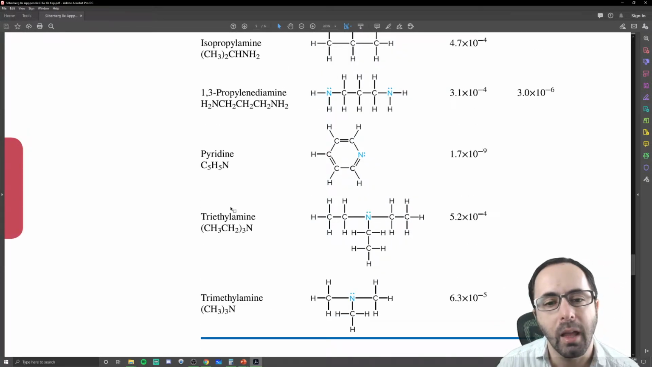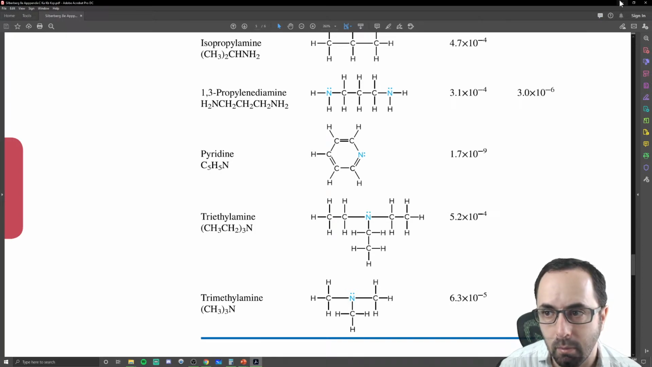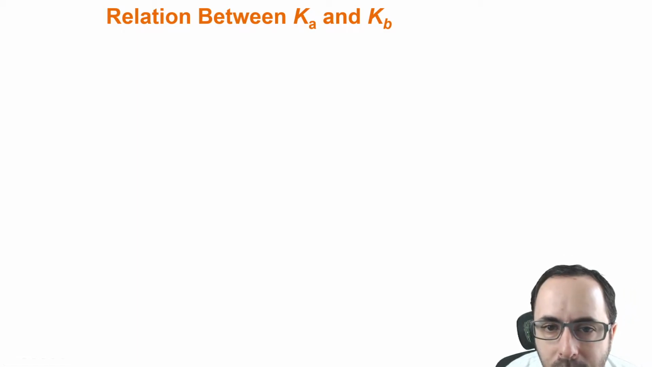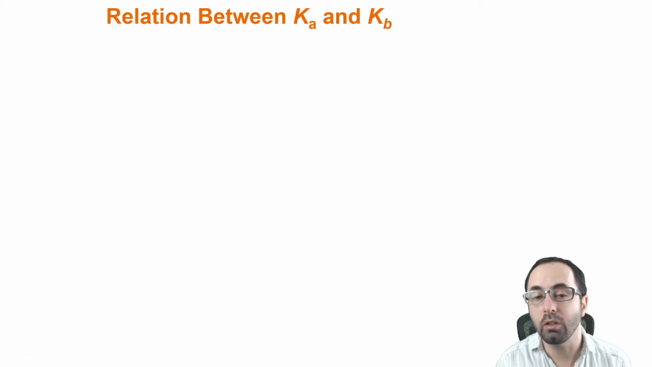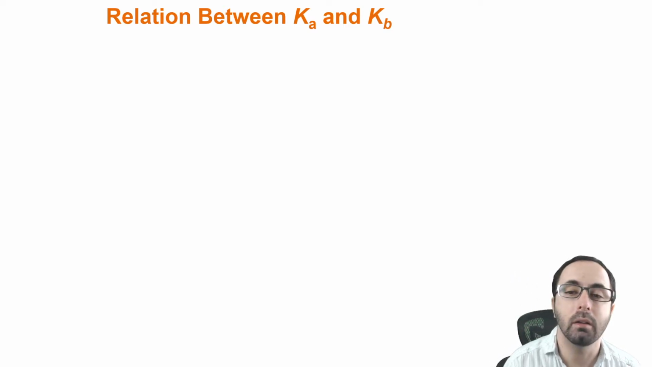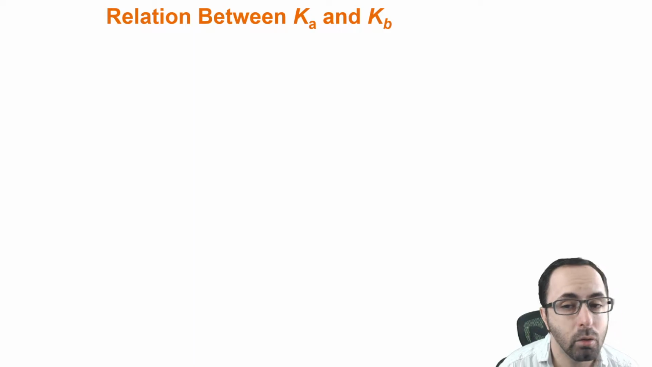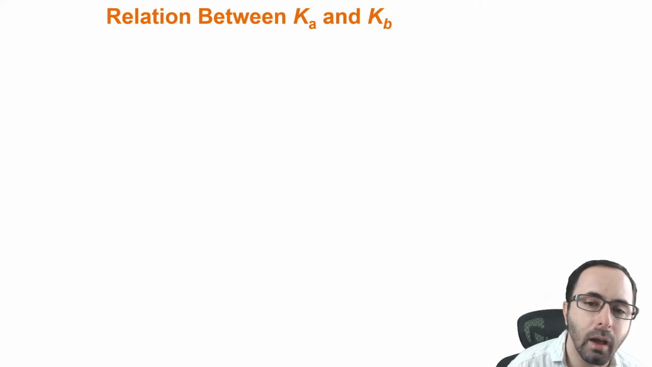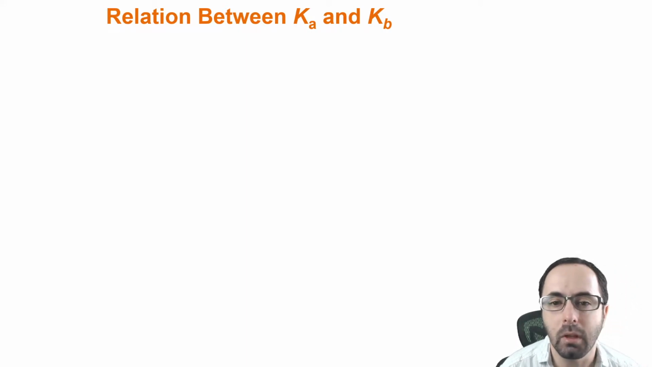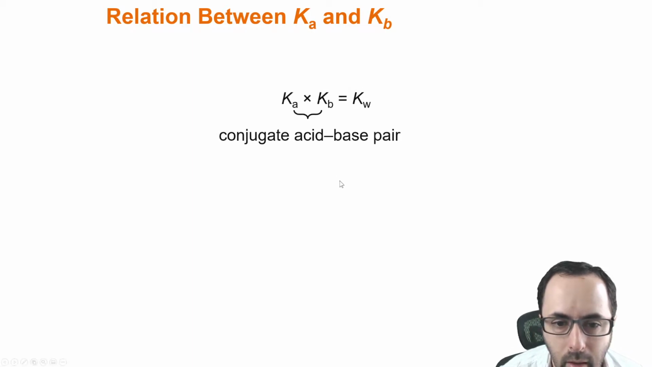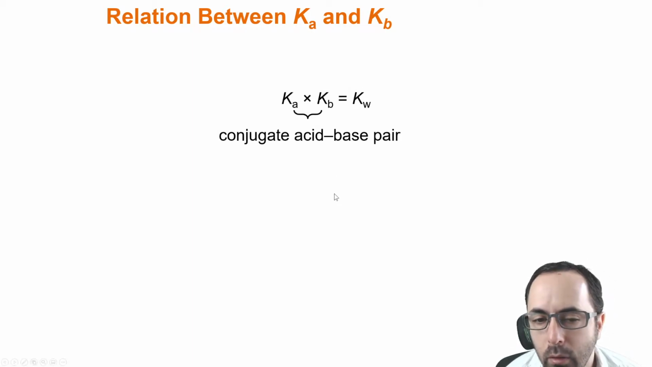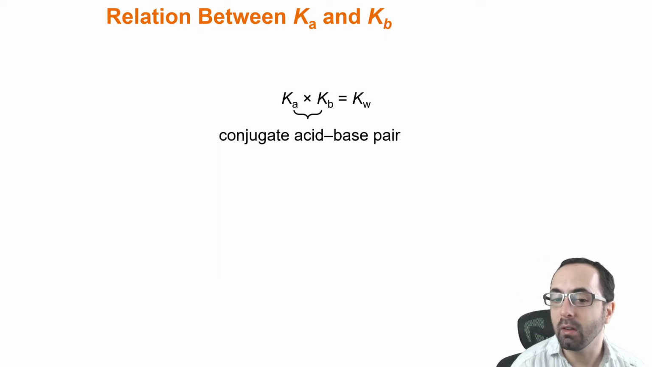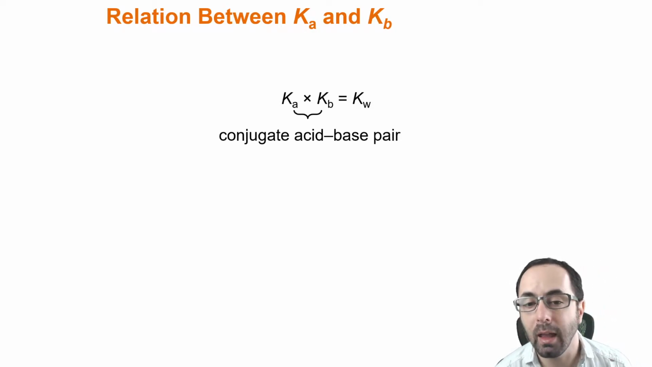There are no Kas or Kbs provided for ions. However, ions can behave as acids or bases. As we have seen, an ion can be the conjugate base to an acid, or a positive ion can be the conjugate acid to a base. So if we want the Ka or the Kb for an ion, we're going to have to calculate it from known Kas and Kbs for neutral acids and bases. The formula we use for that is that the Ka for an acid times the Kb for its conjugate base is equal to Kw.